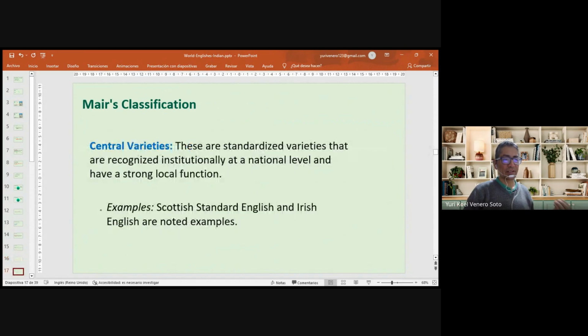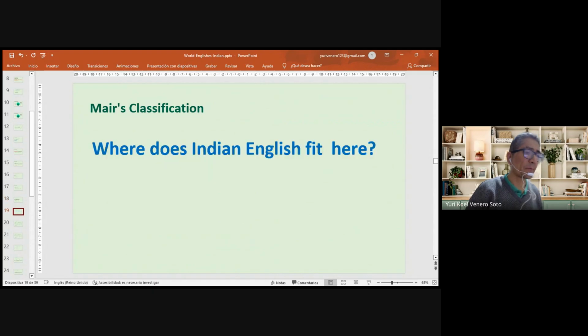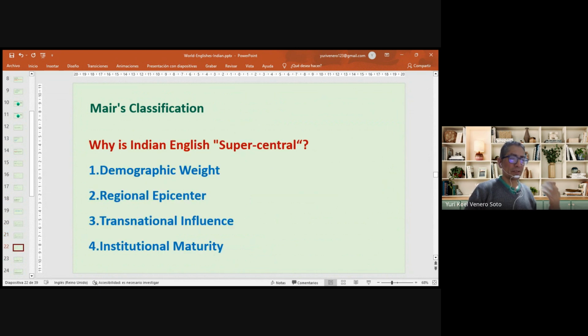Other Englishes like Scottish Standard English and Irish English are examples of central varieties, and peripheral varieties like Maltese, Cameroonian, and Falklands Englishes. Where does Indian English fit here? Let's see. It fits in the supercentral variety. That is incredible. It's at the same level as British English. Why? Because of these four reasons: demographic, regional epicenter, transnational influence, and institutional maturity.